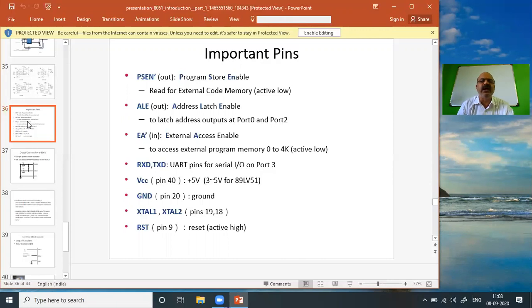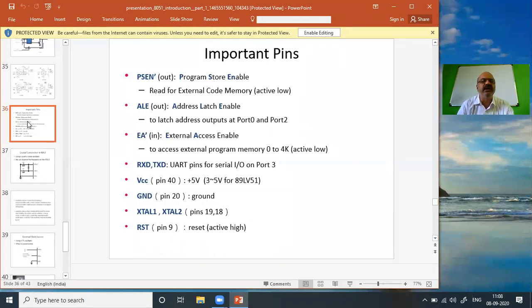Second signal is ALE, address latch enable. I have told you that port 0 is used as address cum data bus. It is multiplexed. Address bus and data bus are multiplexed. To demultiplex, to separate these buses, we require an ALE signal. So whenever the controller sends the address on the address bus, it will send an ALE signal. This ALE signal can be used to latch the address, to store the address at the output of the latch.